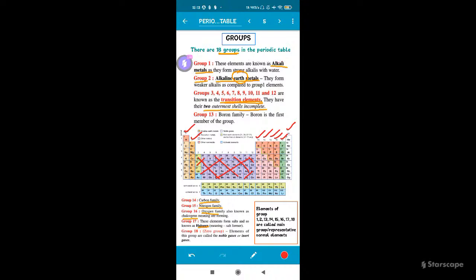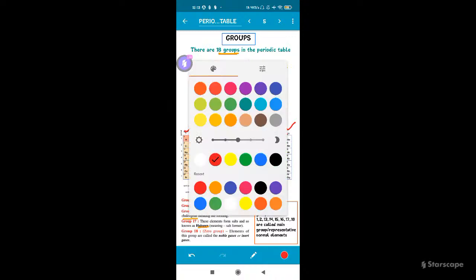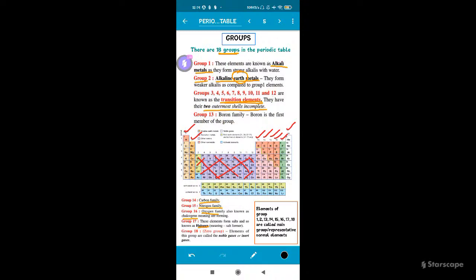One more important thing which you should remember: for groups 1, 2, 13, 14, 15, 16, 17, 18, you can write them in another notation also. You can write 1A, 2A, then 13 as 3A, 14 as 4A, 15 as 5A, 16 as 6A, 17 as 7A, and 18 as 8A. This notation can also be used to represent groups. Instead of writing 13, you can also write 13A. So these are some important properties of the groups in our periodic table.